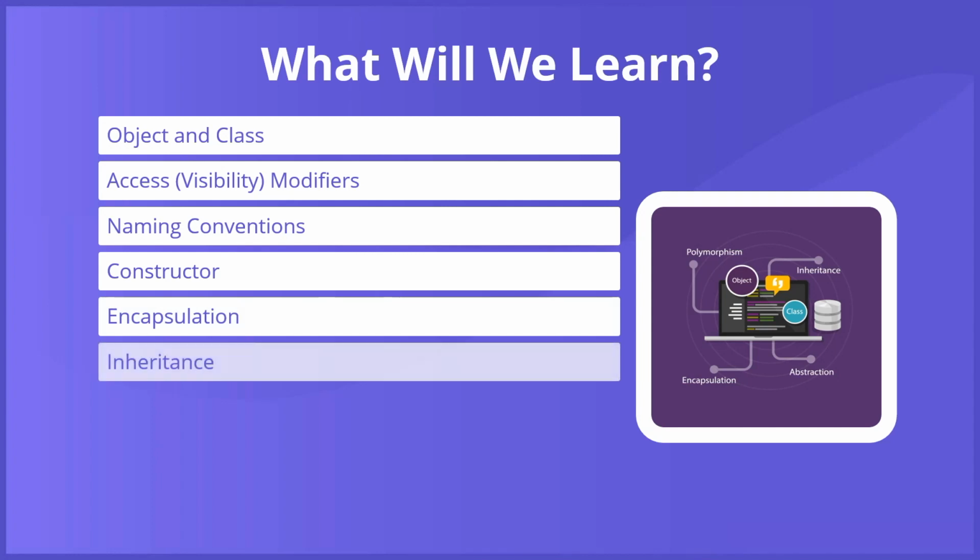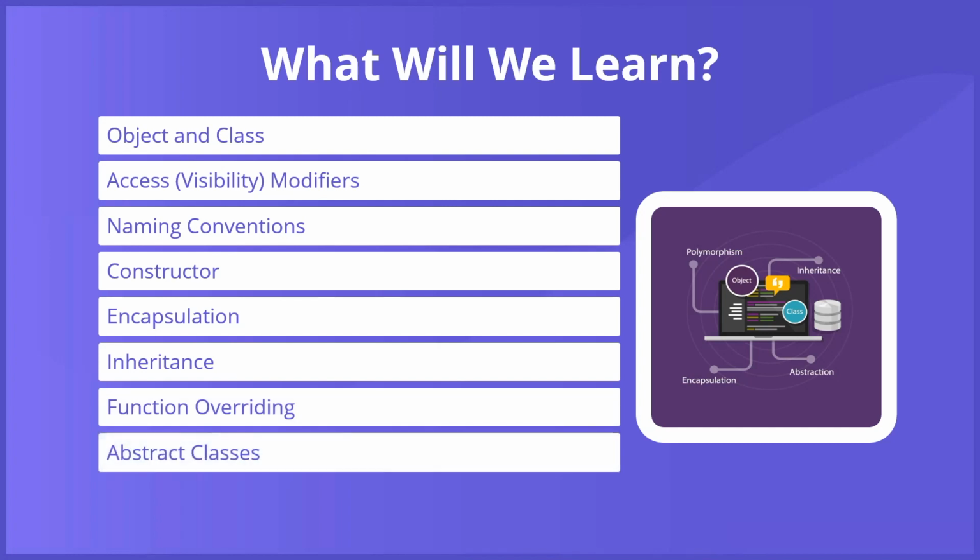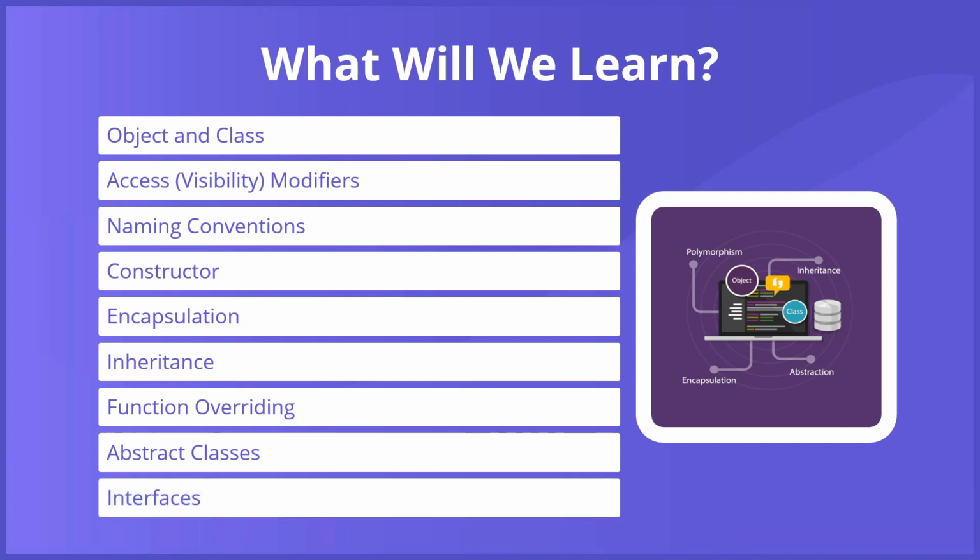Then we will talk about inheritance. Then we will talk about function overriding. Then we will talk about abstract classes. And lastly, we will talk about interface. Okay, if you are ready, let's start to learn object-oriented programming in Kotlin.